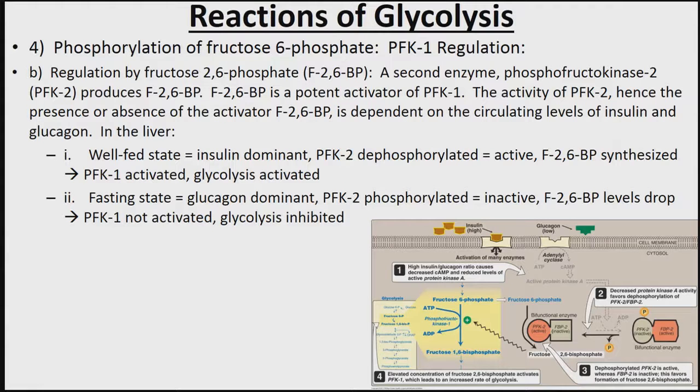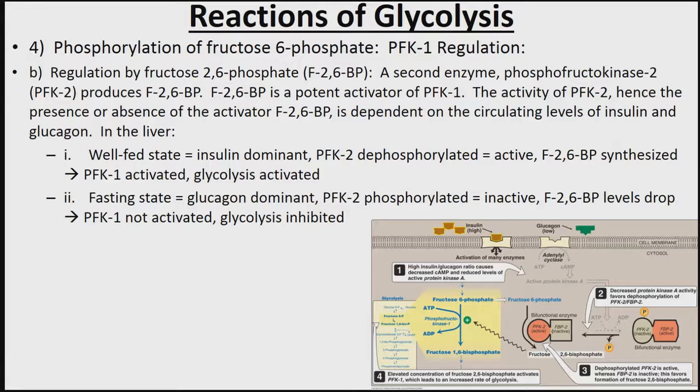Or you have exactly the opposite with glucagon. If glucagon's high, that means you don't have a lot of sugar available. That means the liver doesn't want to be doing glycolysis. It's actually going to have to shift to gluconeogenesis, which is the opposite pathway. And so it's actually going to shut down PFK1. You're not going to make that activator molecule, therefore you're not going to activate PFK1.